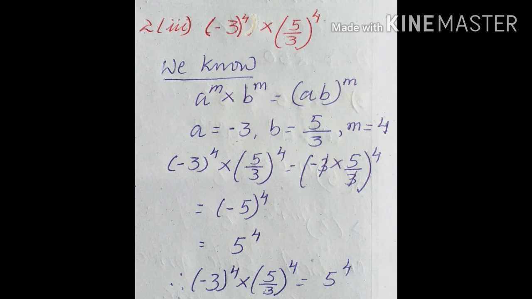Now here this 3 cancels out. We are left with (-5) to the power 4. Multiplying minus 5 four times, we will get positive. So here we'll get the answer 5 to the power 4. Therefore (-3) to the power 4 into (5 by 3) to the power 4 equals 5 to the power 4. Now look at question number 3.